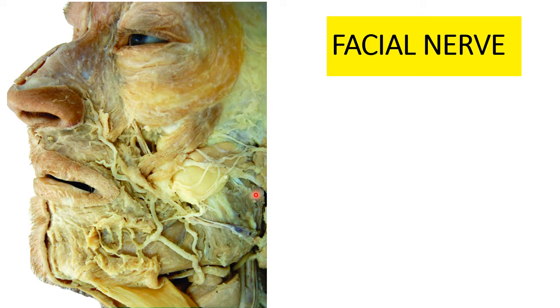And then it runs forwards and gives the 5 branches. Okay, so that's all about the course. You can study the course, but to identify the facial nerve, we can identify it at the side of the face, at the lateral aspect of the face, which we can identify here.